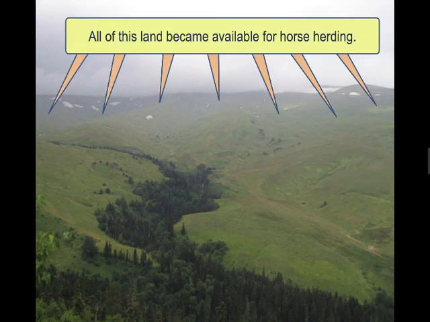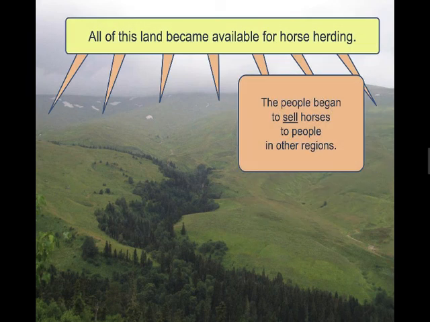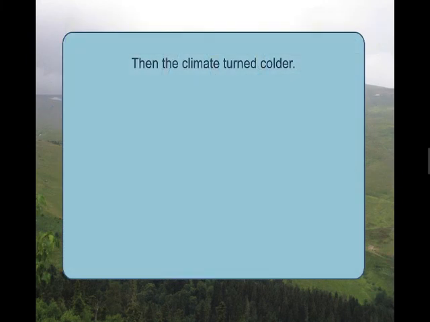All of this land became available for horse herding, and they began to sell horses to people in other regions, as near as the Danube Valley in Europe and as far away as China and Mesopotamia. In other words, there was a pre-Silk Road long before the Silk Road that involved horse trading between the steppe people of the Caspian and China.